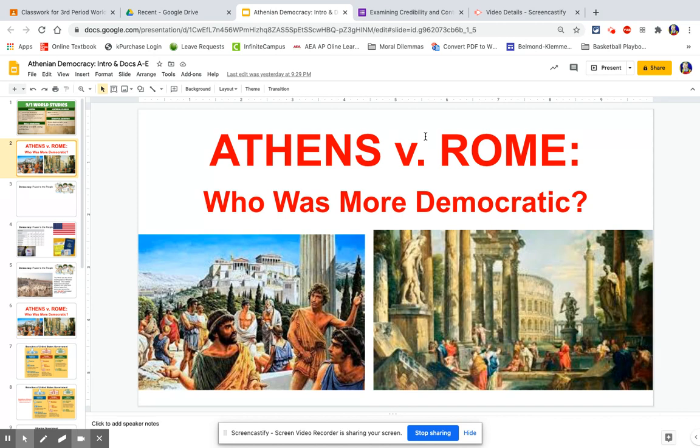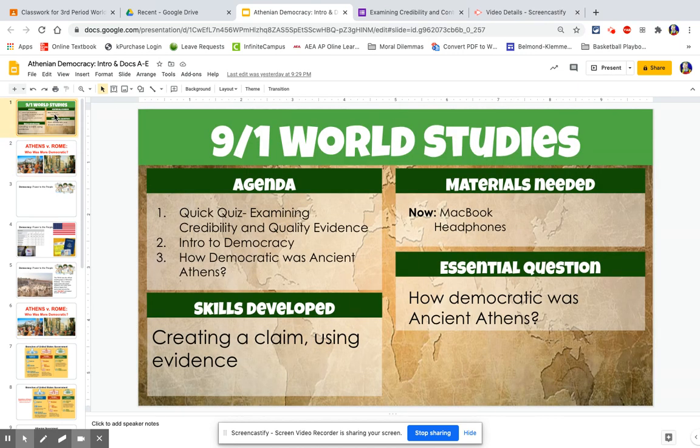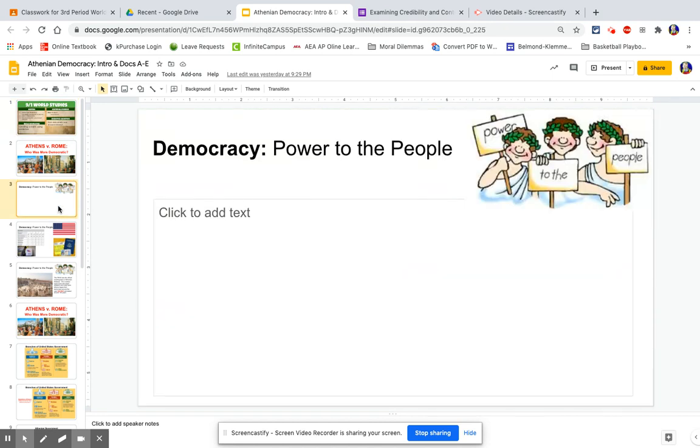We're going to compare Athens' democracy to Rome's democracy, and you're going to have to answer which was more democratic. But you don't have to do that today, because for the purposes of this little activity, all I want you to be able to do is understand what democracy is. Okay, so here's my little spiel.